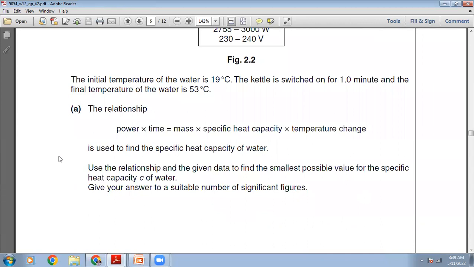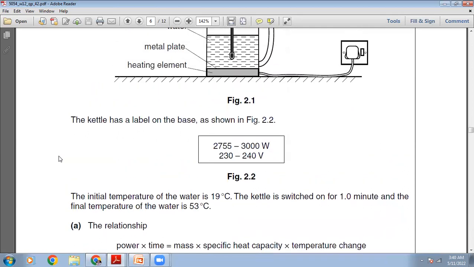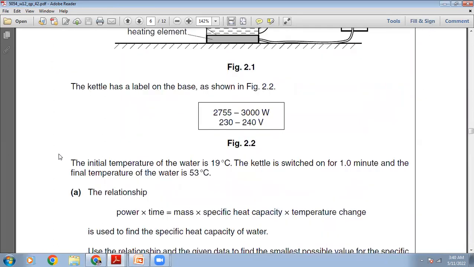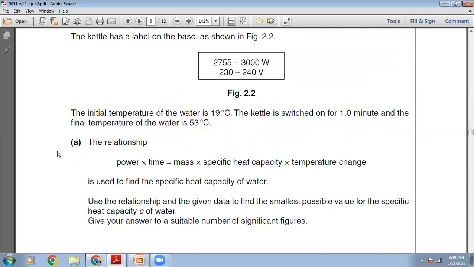The initial temperature of the water is 19 degrees centigrade. The kettle is switched on for 1 minute and the final temperature of the water is 53. So, how much is the change in temperature? The mass of the water is 1 kg. The change in temperature is 53 minus 19, which is 34. The time for this change is 1 minute, which is 60 seconds.